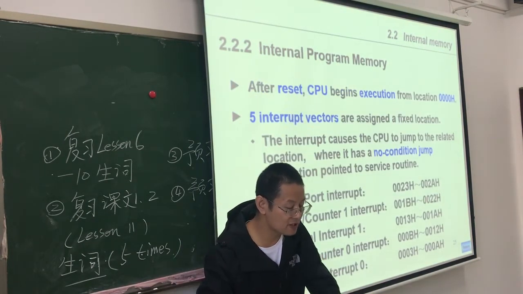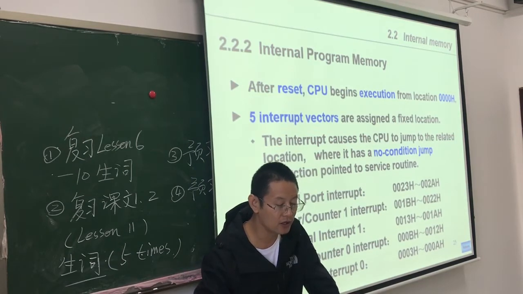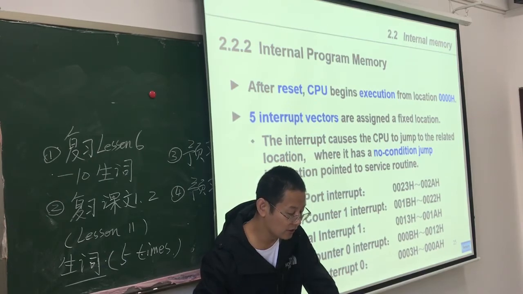After a reset, the CPU begins execution from location 0000H. Five interrupt vectors are assigned fixed locations. The interrupt causes the CPU to jump to the related location, where there is an unconditional jump instruction pointing to a service routine.